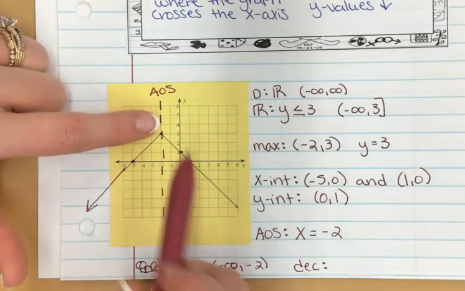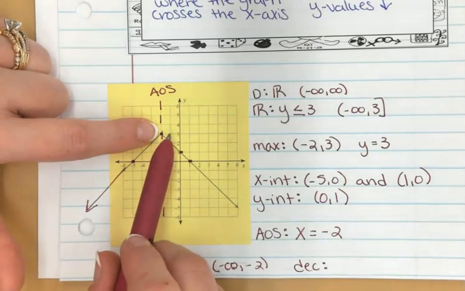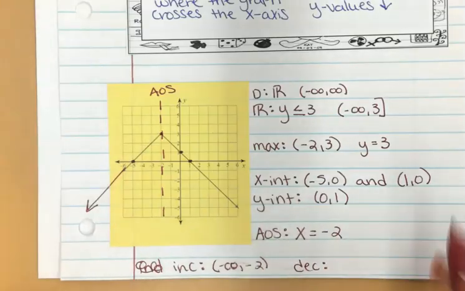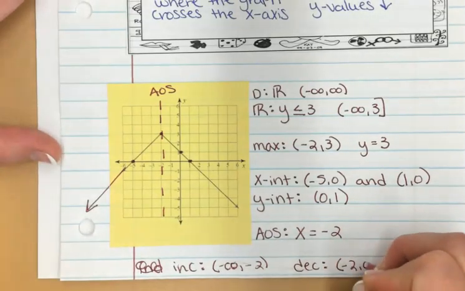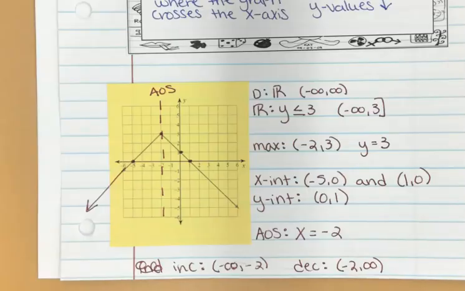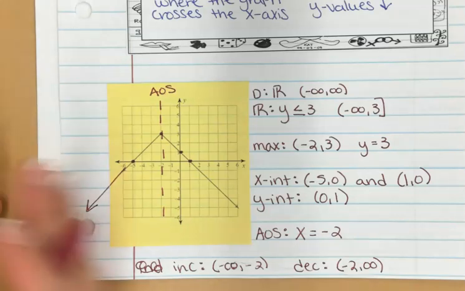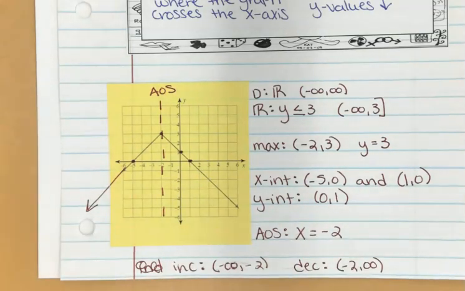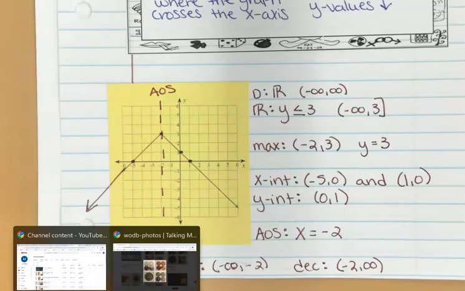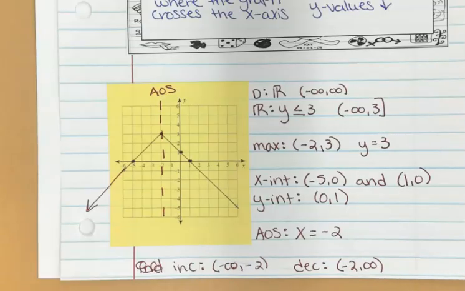And then at that point, negative 2, it switches to downhill until I get to positive infinity. So again, with increasing and decreasing, you use the x values to describe where you are because we're moving from left to right. Okay, we are going to now apply what we have just learned to our parent functions.